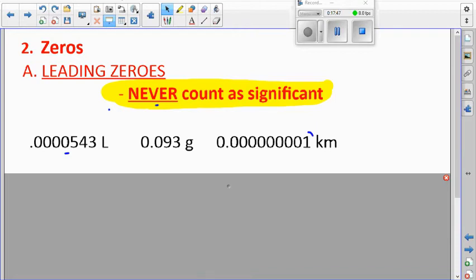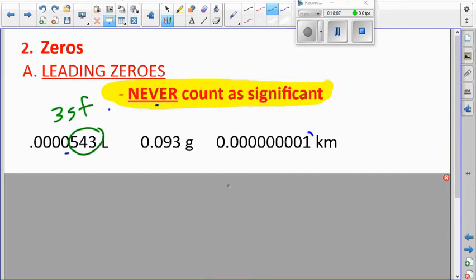So do you guys see how 0.0000543 has 4 leading zeros? Because there are no non-zeros in front of them. So none of those count as significant. So where are the significant numbers here? The 5, the 4, and the 3. So that just has 3 sig figs.